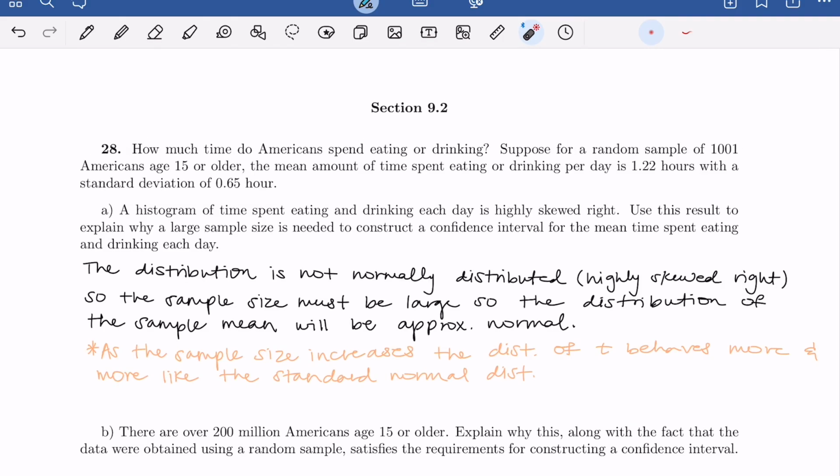Okay, so I wrote that down and then I also added this in that as the sample size increases, the distribution of t behaves more and more like the standard normal distribution. So remember, we're looking at the distribution of the sample mean, and the sample mean is a point estimate, right? So we are estimating the population mean. So we're using the t-distribution when dealing with problems like this. The t-distribution has a wider spread than the normal distribution, so this can account for that uncertainty introduced when we are estimating these values. Okay, so just keep that in mind.